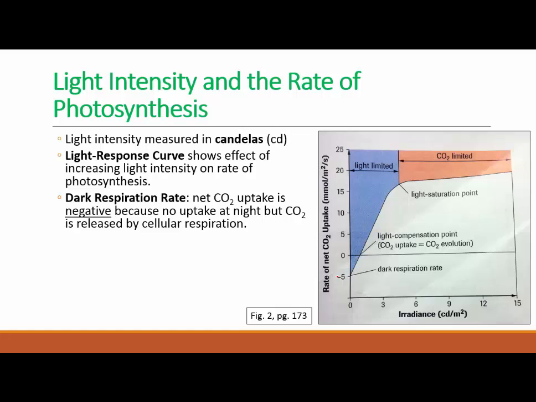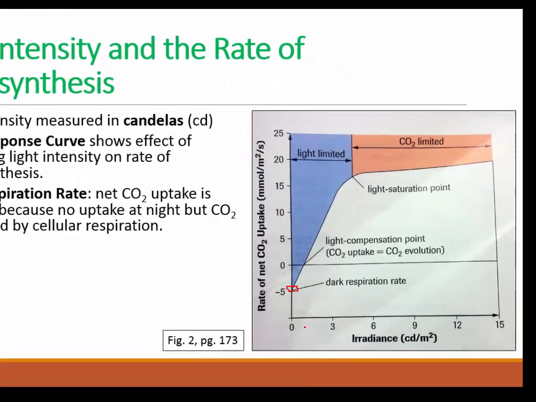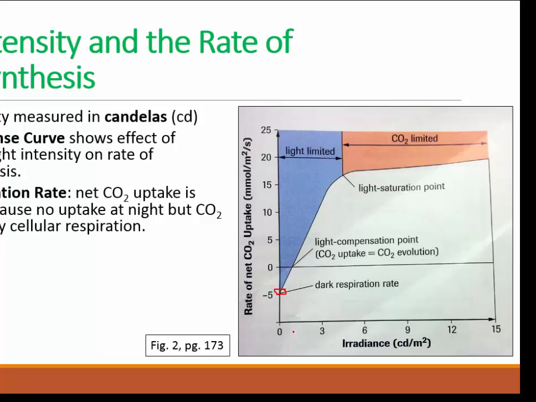The dark respiration rate that you can see down here is when the net CO2 uptake is negative, because photosynthesis is, for the most part, not occurring at night. They're not using up the CO2, but they're actually producing CO2 from cellular respiration, which occurs at night. So the actual net uptake is negative because you've got a more positive production of CO2.